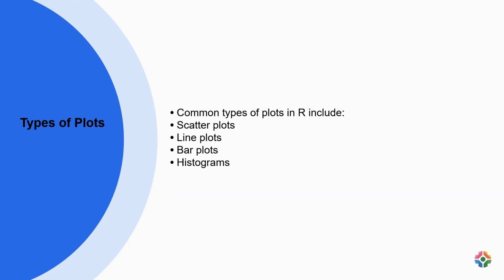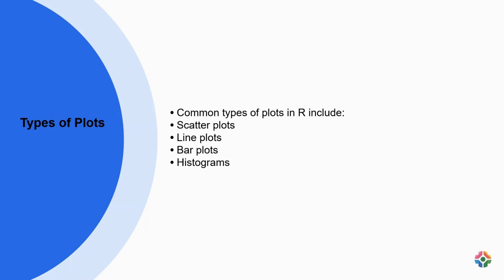Types of plots in R are essential for data visualization. Scatter plots display relationships between two variables. Line plots are effective for showing trends over time or continuous data. Bar plots are useful for comparing categories. Histograms are ideal for visualizing the distribution of numerical data.